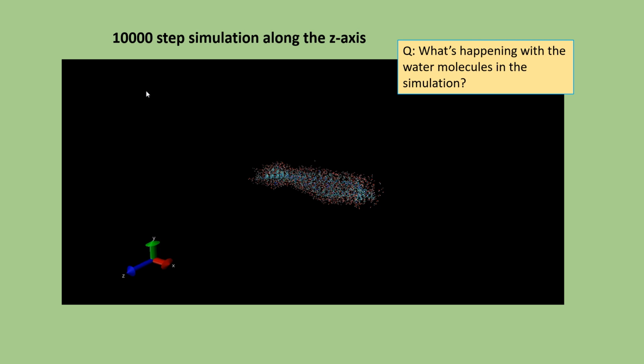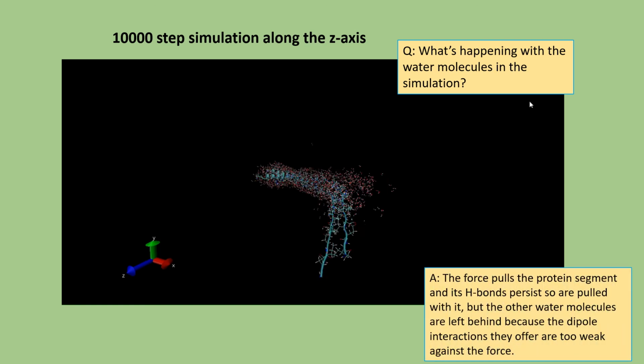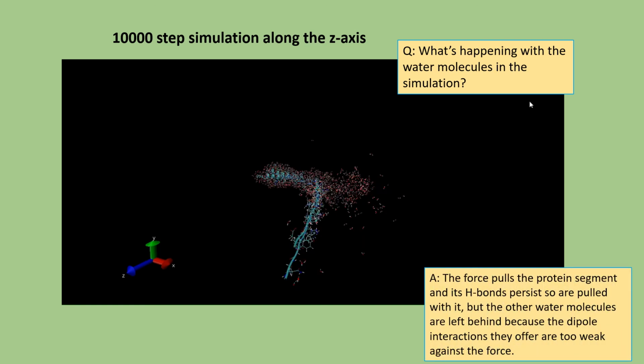A question that was asked was what's happening with the water molecules in the simulation. And you can see that the water molecules sort of cluster behind, they're left behind as the protein is being stretched. So I thought, well, the force pulls the protein segment and its H bonds persist, so they are pulled with it. But the other water molecules are left behind because the dipole interactions they offer are too weak against the force. They break away.